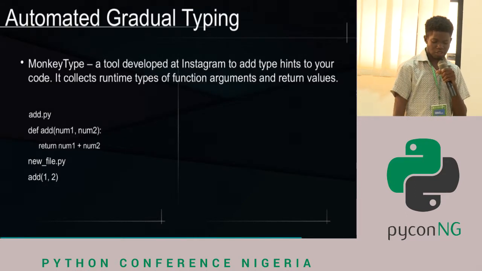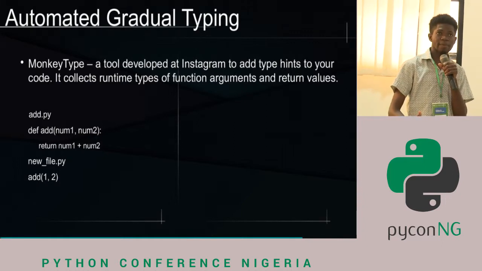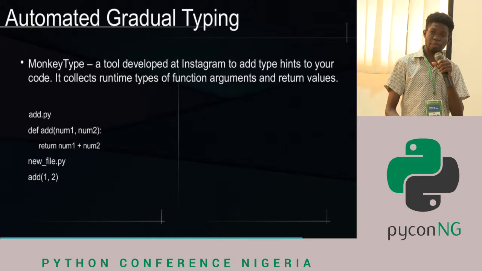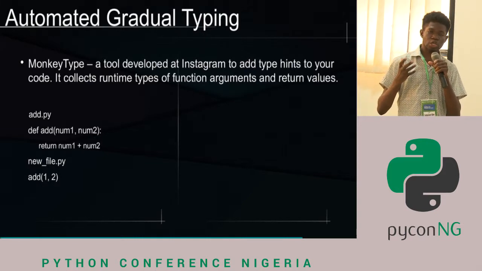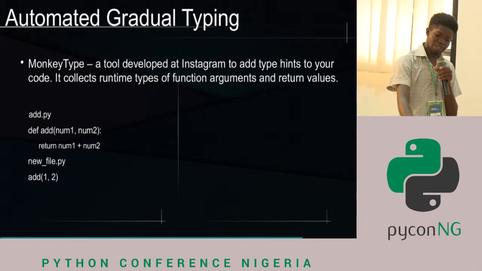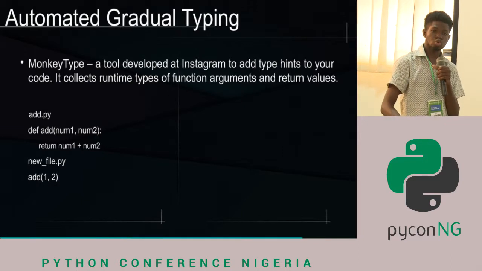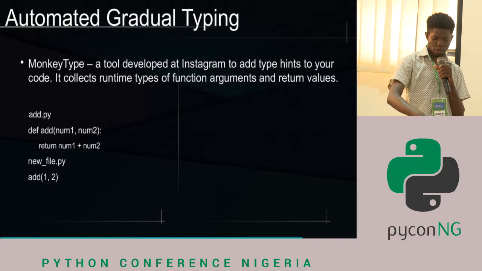Also, there was a tool that was developed by Instagram. Probably because of the size of their codebase, they decided to implement typing, because it makes sense when your codebase is very large, because of some particular set of errors that will be eliminated. So they developed a tool called MonkeyType, which helps generate typing for your codebase. And I will explain how it works.